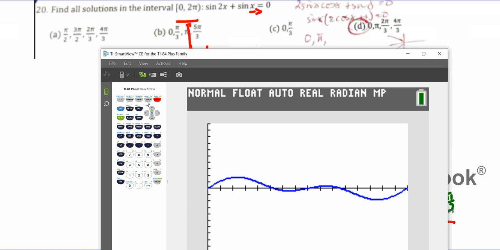If you just want to trace this, you can test out your answers. We have 2 pi divided by 3, and we see that it's going to be 0 right there. 2 pi divided by 3, here's pi, and that's supposed to be 4 pi over 3. And that's how we can test out and find our values that way. You can also find your zeros and check all those out as well.